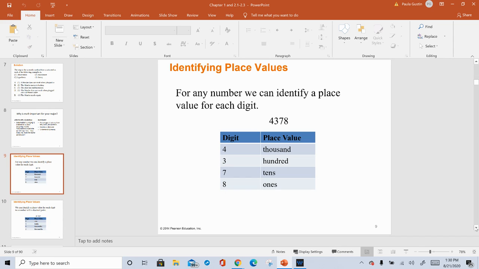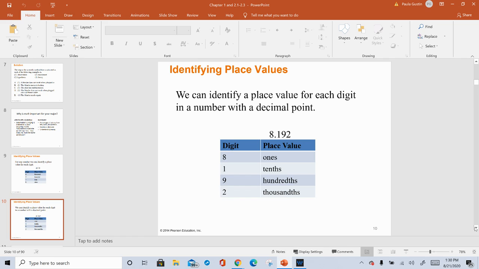Just a quick review. If we have a number like 4,378, the 4 is in the thousands place, the 3 is in the hundreds place, the 7 is in the tens place, and the 8 is in the ones place. This is going to be important for us as we learn how to take measurements.